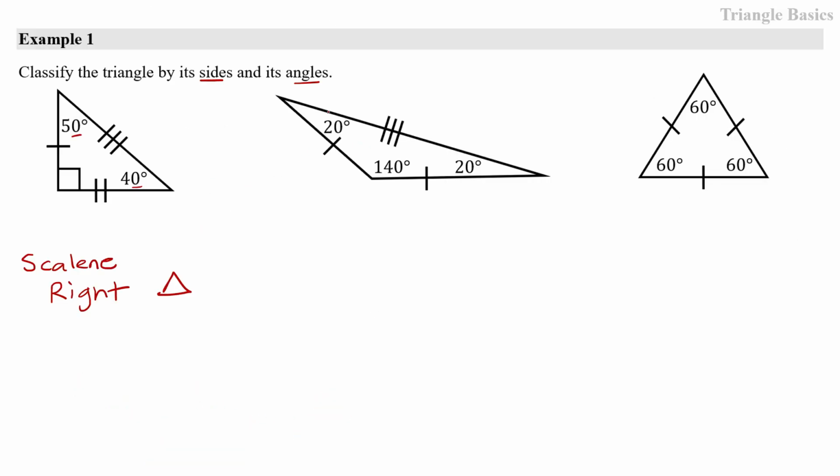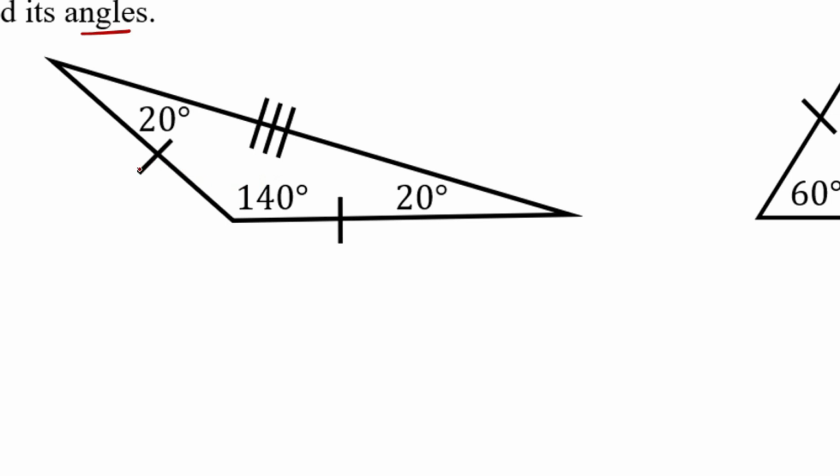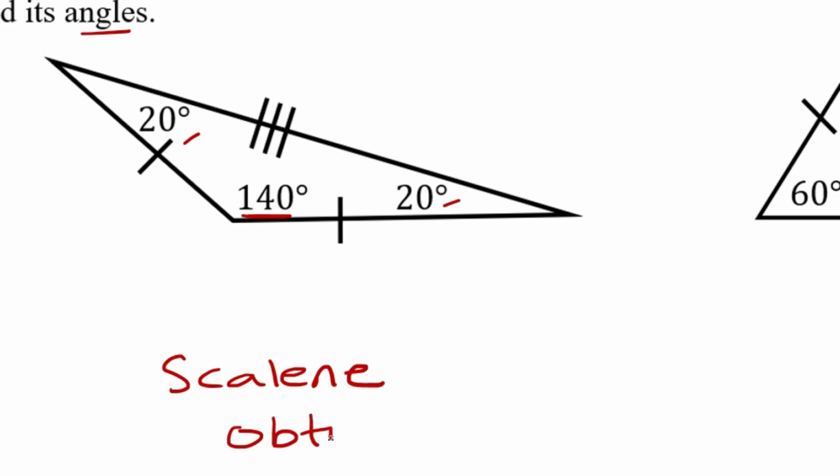For the second example, notice that 2 sides are equal, and if 2 sides are equal, we're going to call that an isosceles triangle. But if I also look at the angles, we have two acute and one obtuse, and if it has exactly one obtuse, we're going to call it an obtuse triangle. So if we name it based off the sides and the angle, it's an isosceles obtuse triangle.